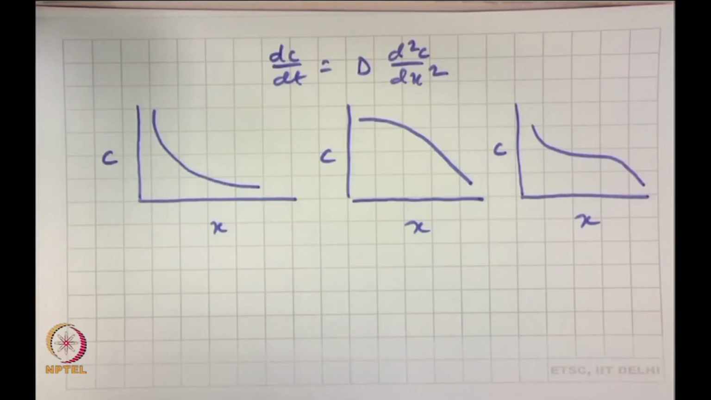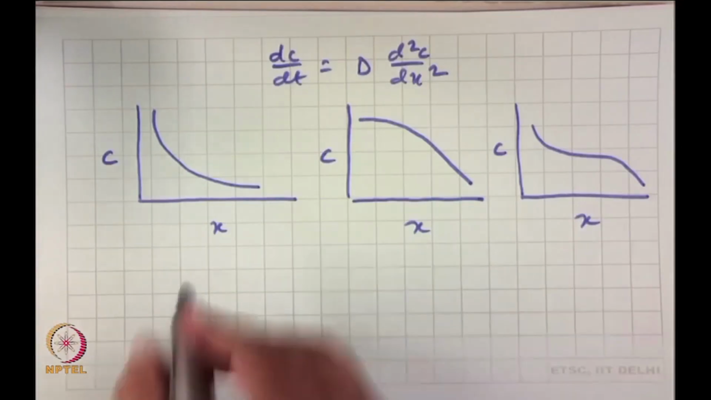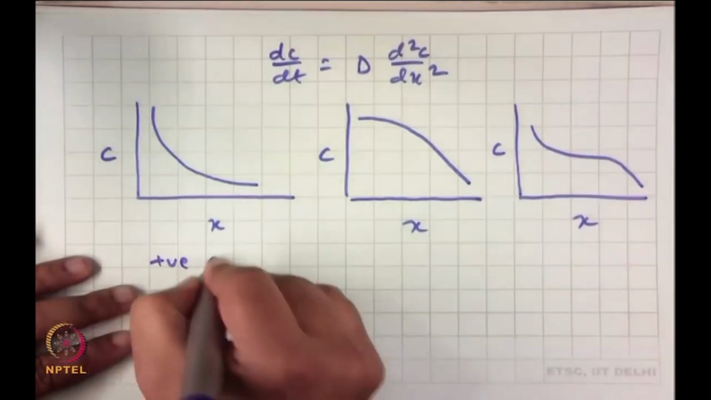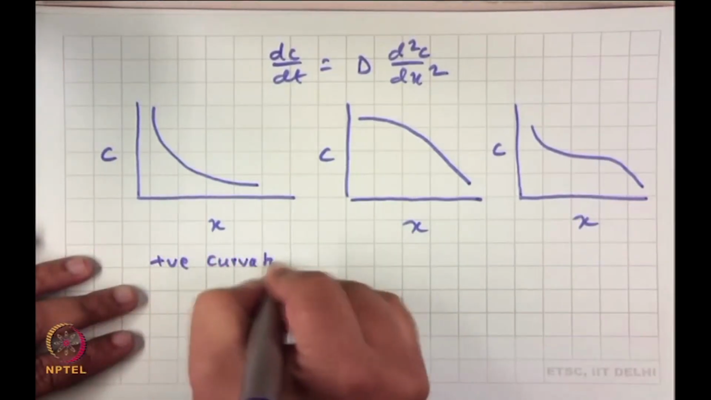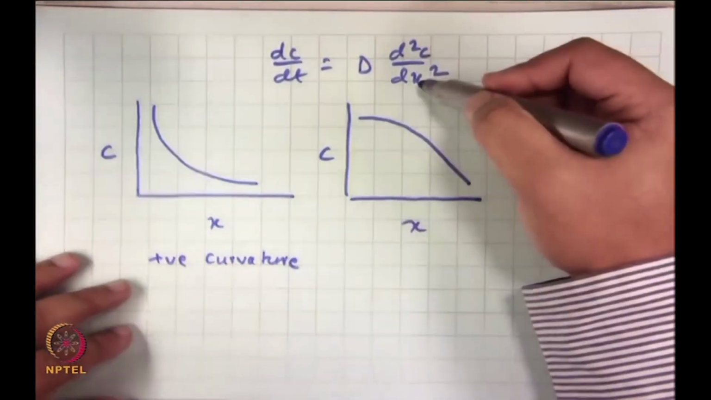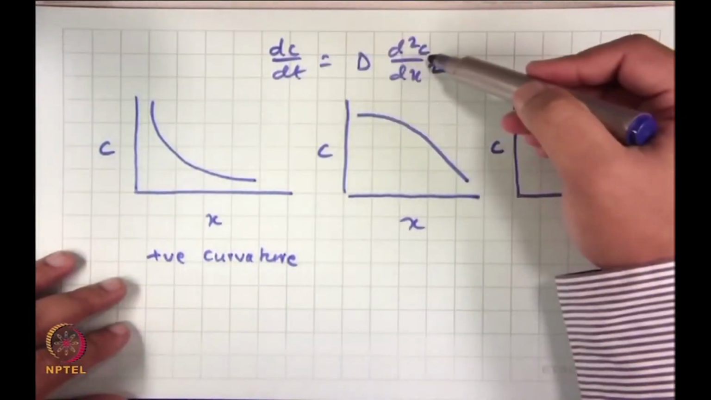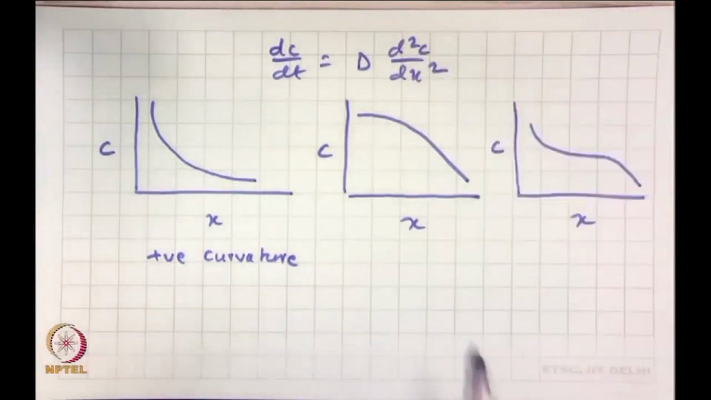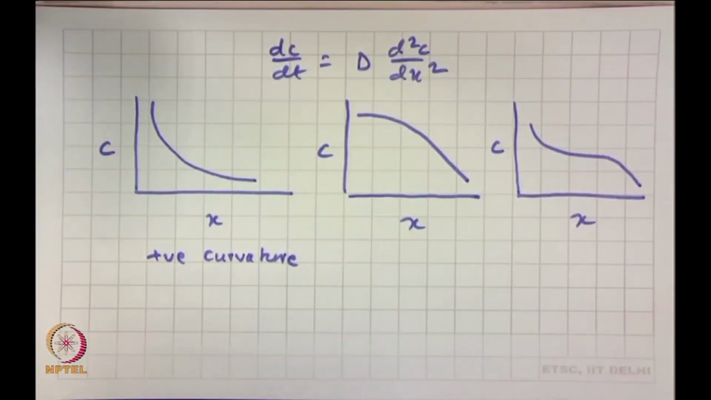It is a positive curvature. The first one is a positive curvature, right? If the first one is a positive curvature, then look back at this equation. This is positive, right? Then obviously the diffusion constant cannot be negative. Then that means dC by dt also has to be positive. So, what does it mean?